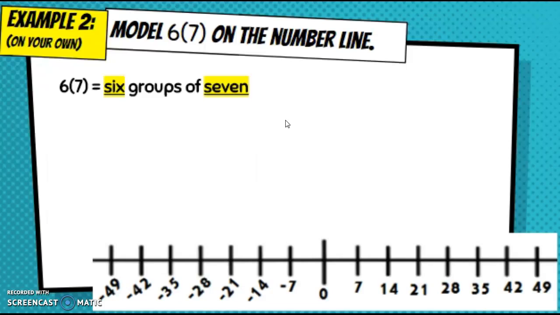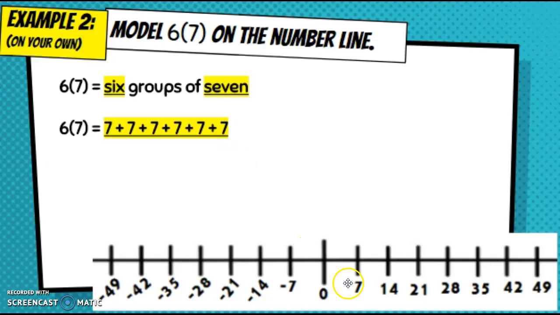Example 2, model 6 times 7 on the number line. 6 times 7 means that you have 6 groups of 7. Remember, the first factor is the number of groups, and the second number is how many you have in each group. So another way to write 6 times 7 is 7 added 6 times. 1, 2, 3, 4, 5, 6 of them.